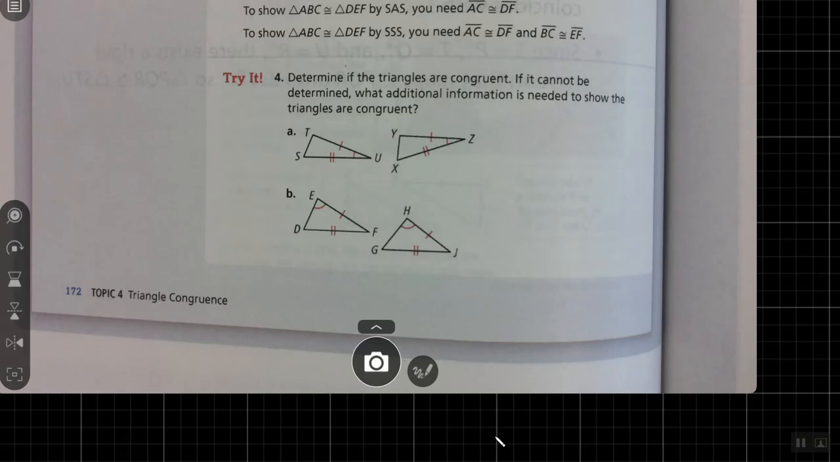Cool. With that said, are these triangles congruent? No, because angle, side, side. Cool. That's it. All right. Feel all right with that?